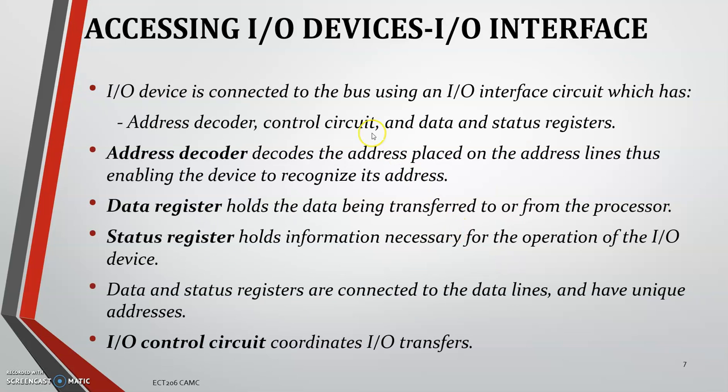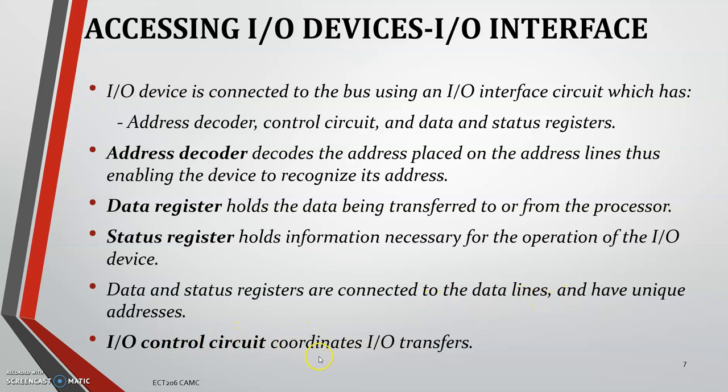An I/O device is connected to the bus using an I/O interface circuit, which has an address decoder, a control circuit, and data and status registers. The function of the address decoder is to decode the address placed on the address line, thus enabling the device to recognize its address. The data register holds the data being transferred to and from the processor. The status register holds the information necessary for the operation of the I/O device. The data and status registers are connected to the data line and have a unique address.